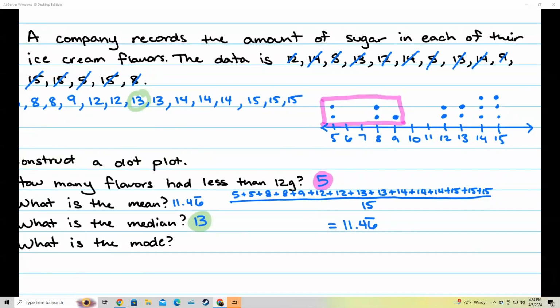All right, and last thing is, what is the mode? Let's see. As far as the number that occurred the most, there are two numbers that occurred the most. 14 occurred 3 times, 15 occurred 3 times, so I'm going to write that the modes are 14 and 15.